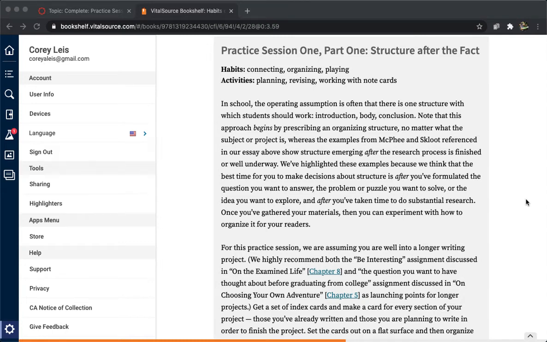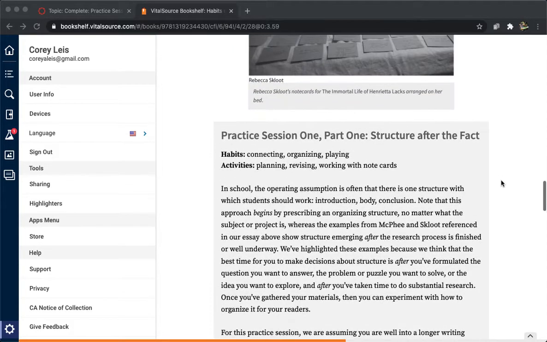Professor Leis here. I want to take a moment to explain the practice session 1, part 1, structure after the fact. So I'm looking at the practice session in my digital version of Habits of the Creative Mind, edition 2. So this begins on page 200. It's in the section on structure.